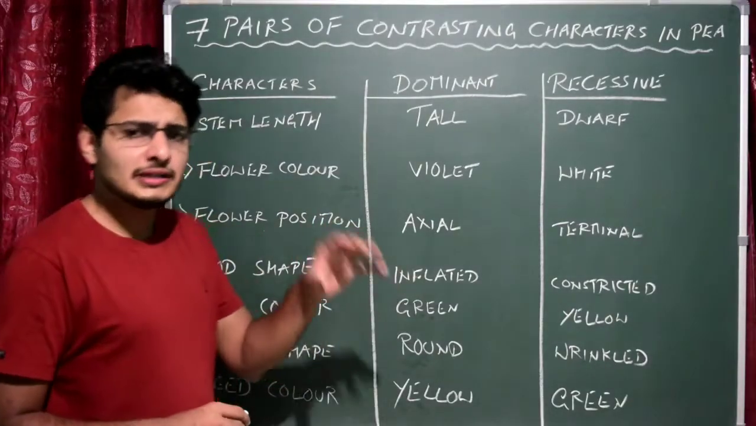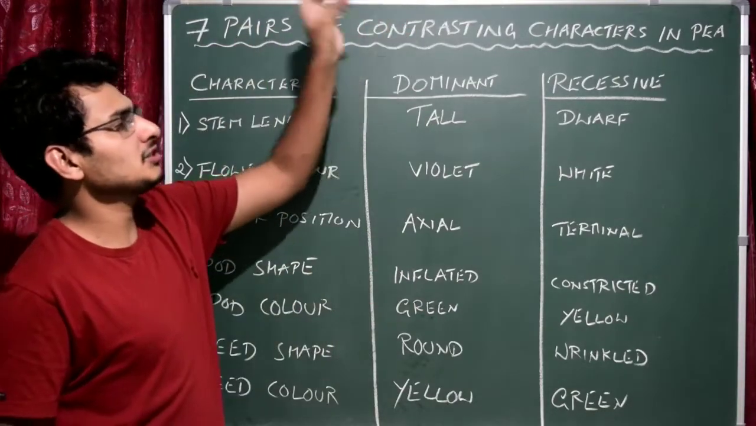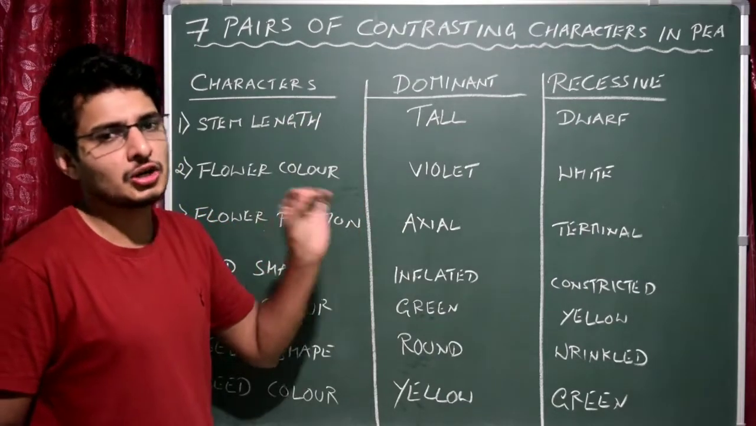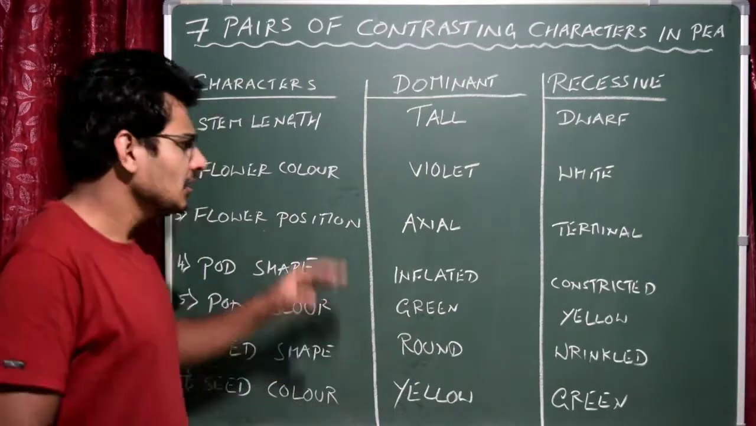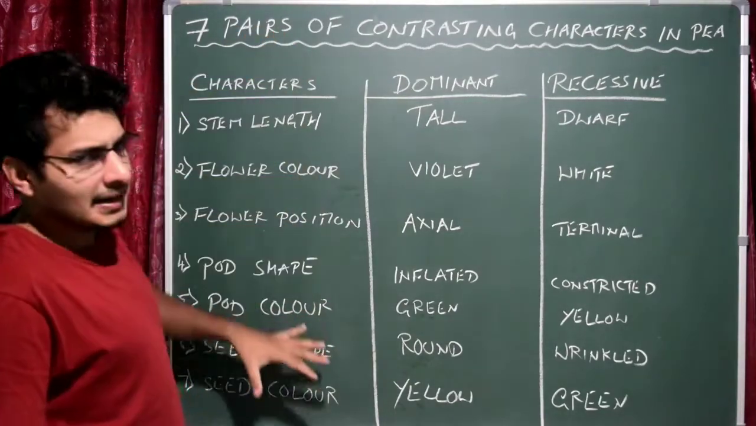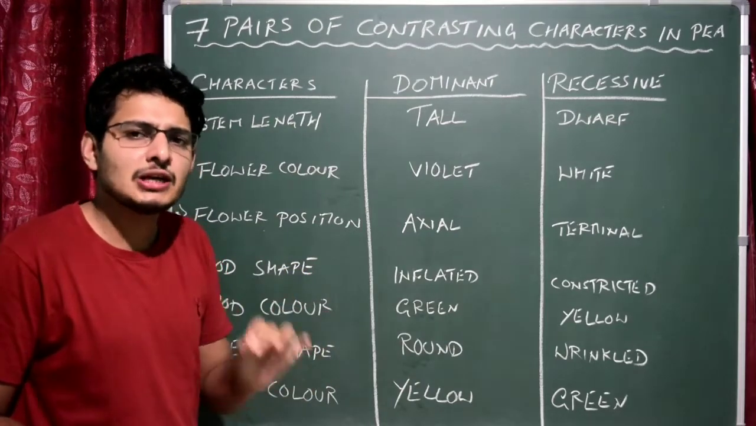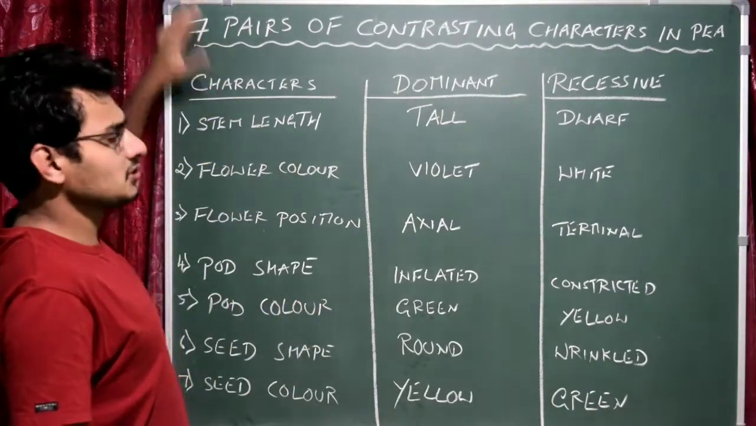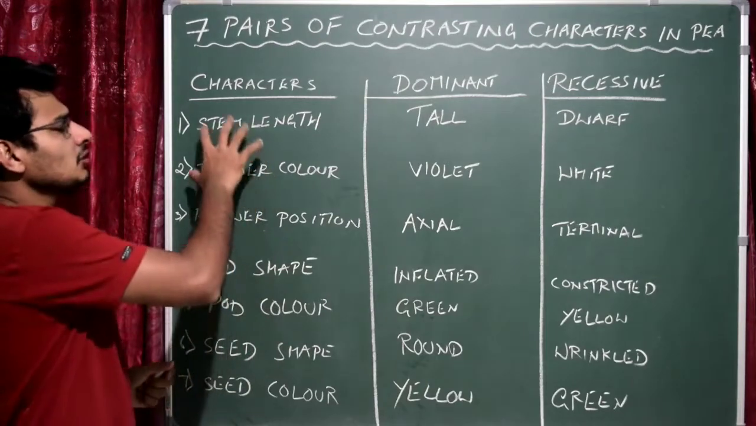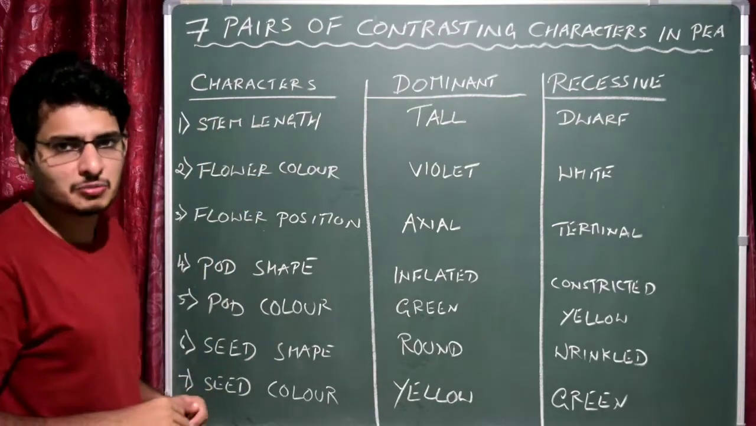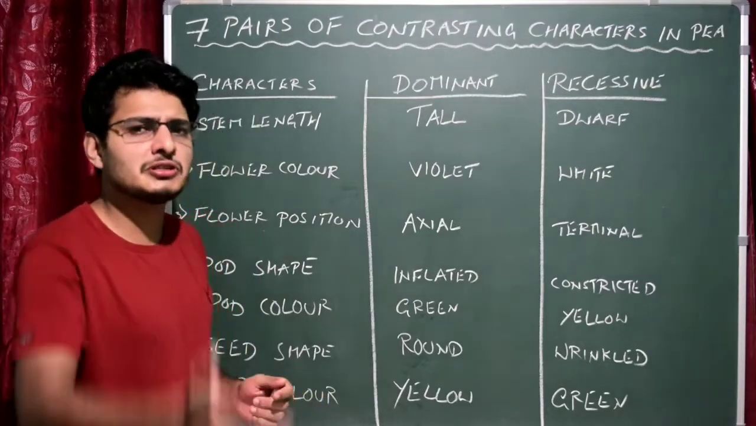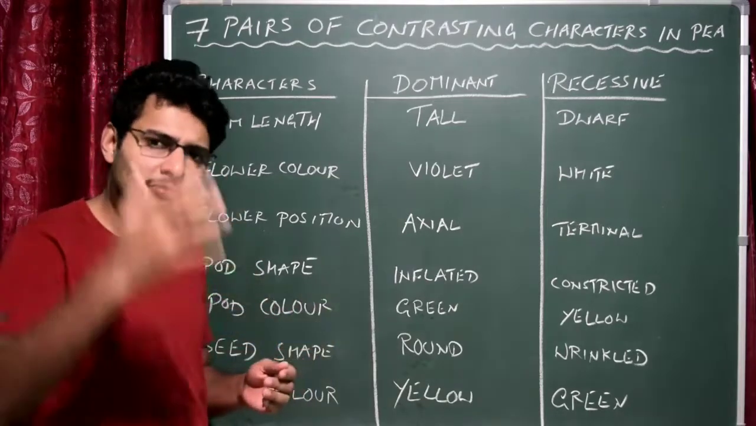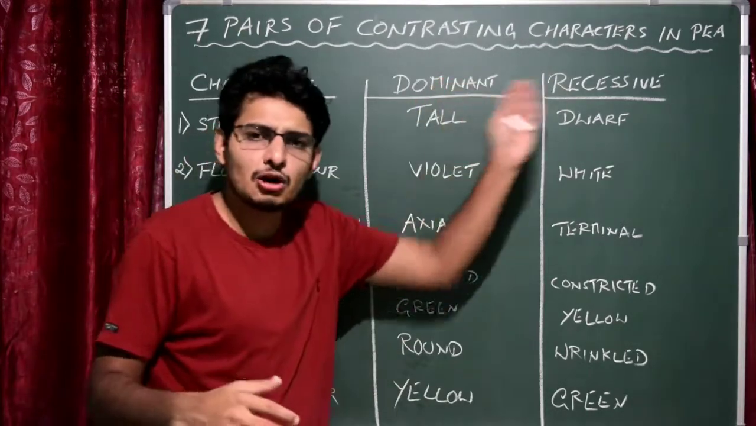So now let us understand the 7 pairs of contrasting characters Gregor John Mendel selected in the Pisum sativum plant. It's very simple, because all the 7 characters selected by Gregor Mendel were present on only 4 chromosomes of that plant. I have written the characters here. He considered stem length for his hybridizing experiments. In some plants the length of the stem is long, which he considered as tall plants. Sometimes the stem is shorter, which he considered as dwarf.